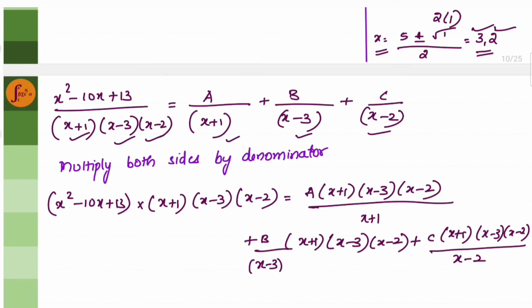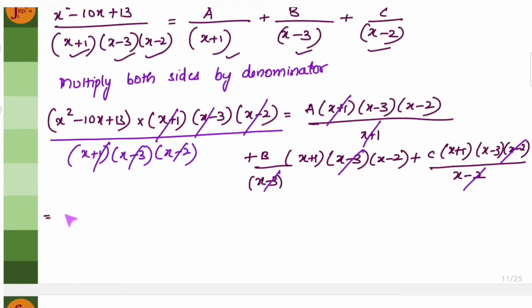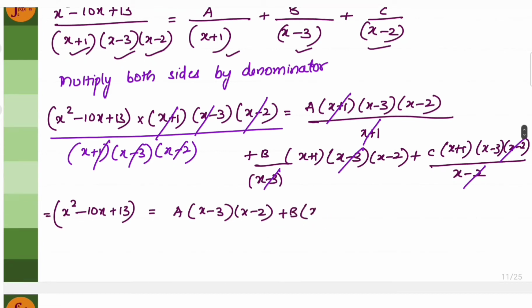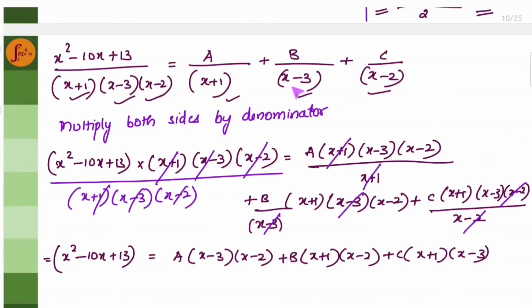Now, if you notice, you can cancel x plus 1, x plus 1, x minus 3, x minus 3, x minus 2, x minus 2. And here we have this denominator already on the left hand side. So all these terms will get cancelled. So we'll be left with x square minus 10x plus 13 is equal to a into x minus 3 into x minus 2, plus b into x plus 1 into x minus 2, plus c into x plus 1 into x minus 3. So basically, other than this term, these two terms will get associated with a. For b, other than this term, these two terms will get associated with b, right?